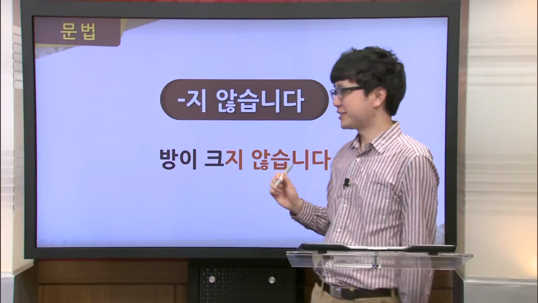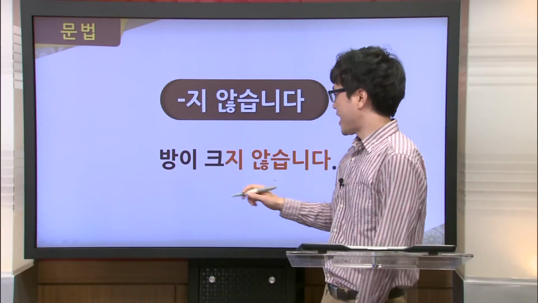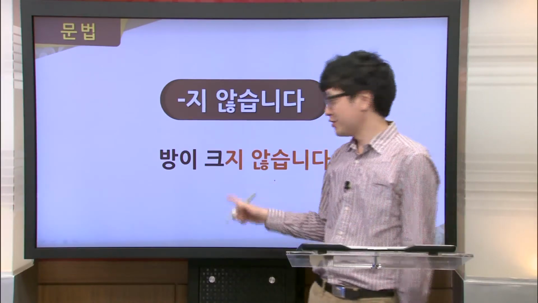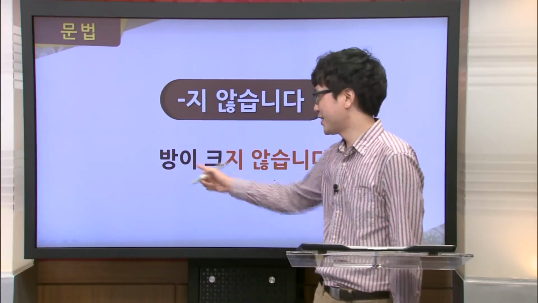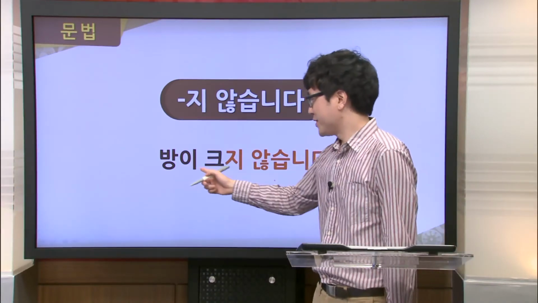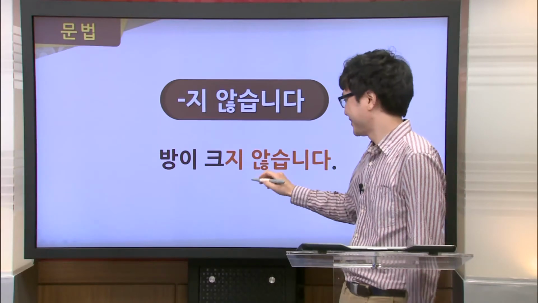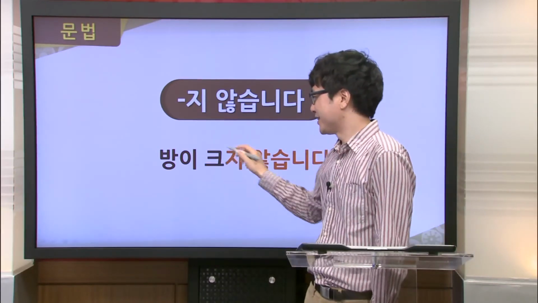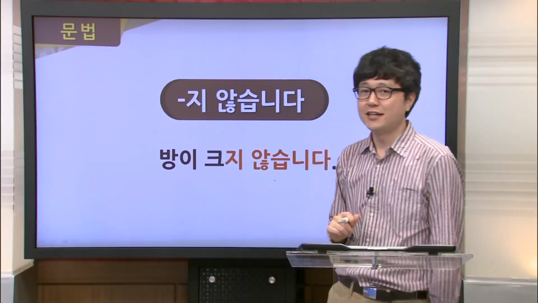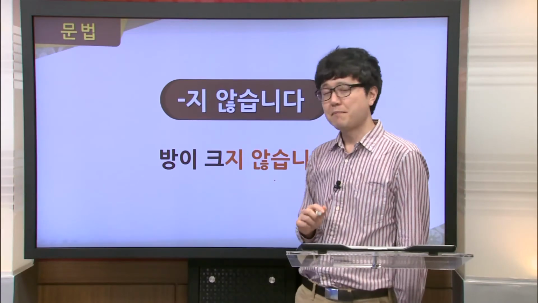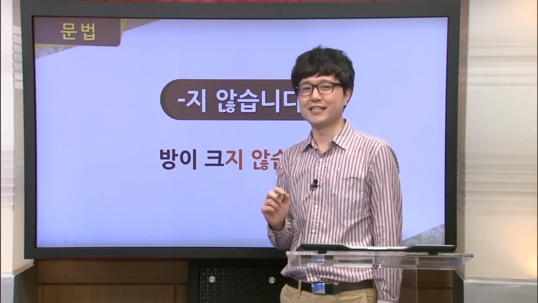Okay, good. Now, if we look at another example here, we have 방이 크지 않습니다. Recall, 크다 means big and 방 is room. So what this is telling us is the room here is not big. So it's saying that something is not something, right? As you can see here. So could you go ahead and please repeat the example after me? 방이 크지 않습니다.